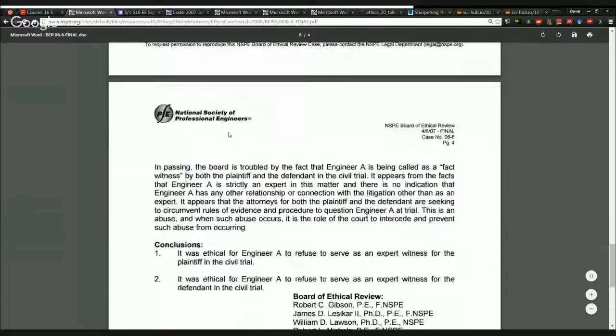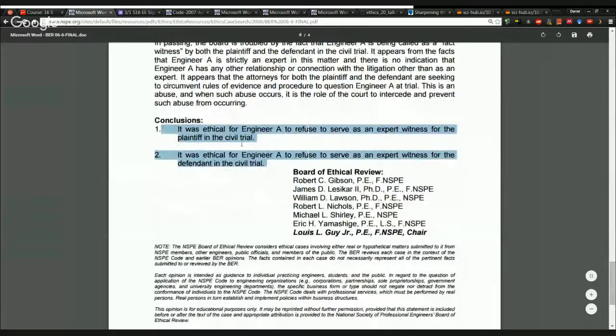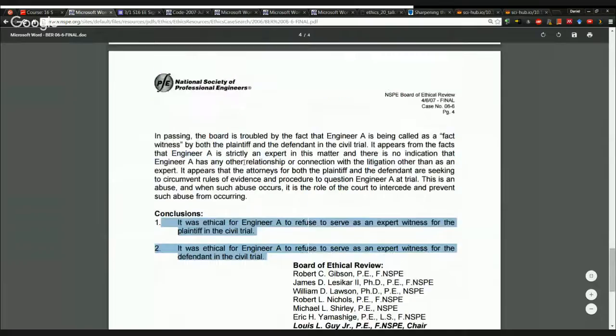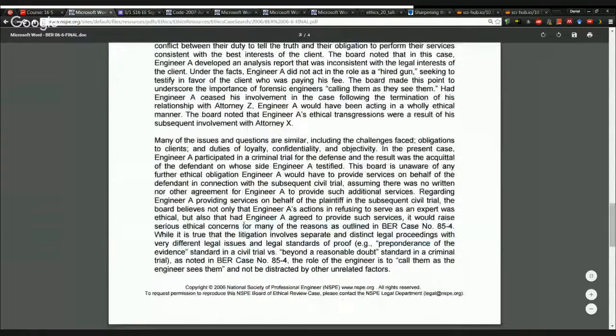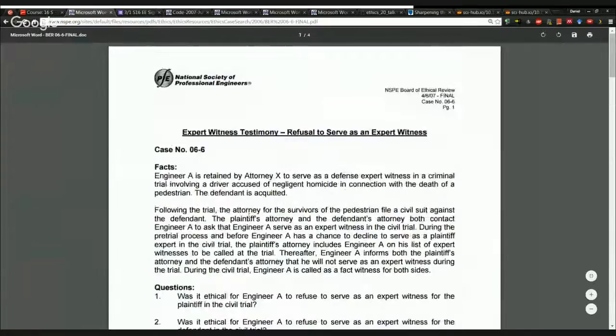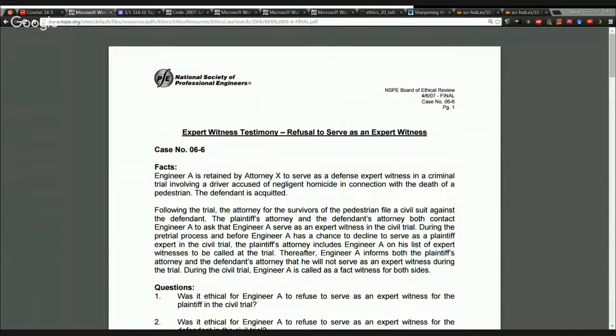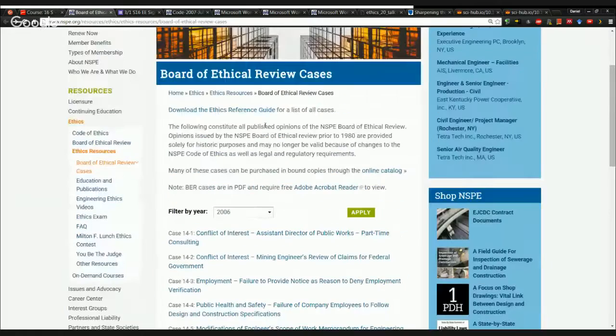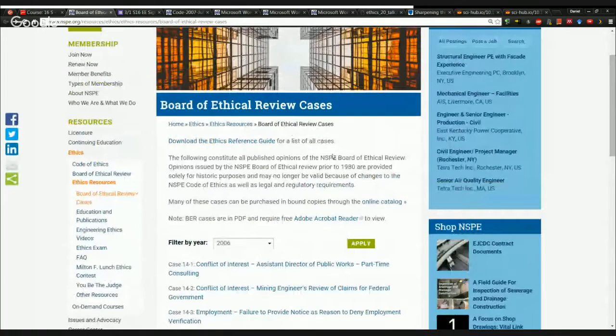So they give a little bit of discussion, and then they come to some conclusion. Either the engineer was acting ethically or was not acting ethically. So for this one, the engineer was acting ethically. These don't always find that the engineer is doing something wrong. Sometimes it finds that the engineer was doing just fine and was acting within the code of ethics. Both of these things are important for us to understand how these rules work. So the goal of this lesson is to go over some of these cases and learn how the NSPE Board of Ethical Review thinks about its ethical code and how it applies to specific cases.